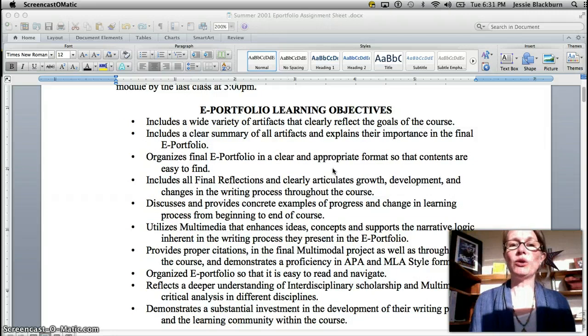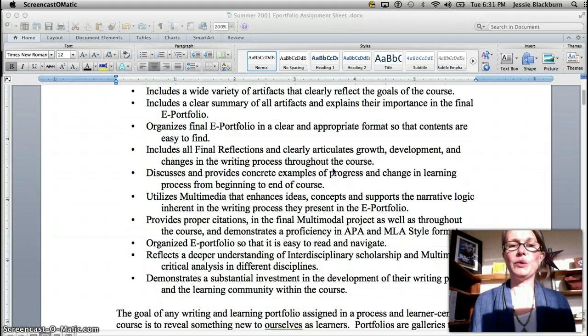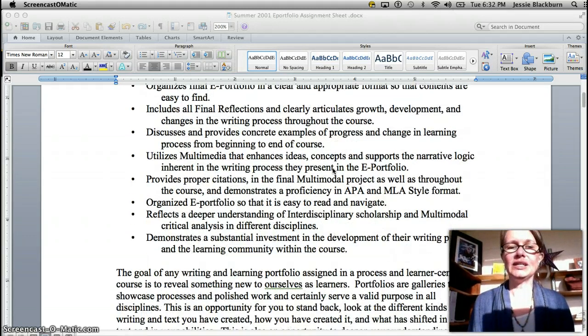Okay. So the ePortfolio learning objectives are that you include a wide variety of artifacts that clearly reflect the goals of the course, that your portfolio includes a clear summary of all artifacts and explains their importance in the final ePortfolio, that your portfolio is organized in a clear and appropriate format so that contents are easy to find. It includes all final reflections and clearly articulates growth, development, and changes in the writing process throughout the course. It discusses and provides concrete examples of progress and change in learning process from beginning to end of course.